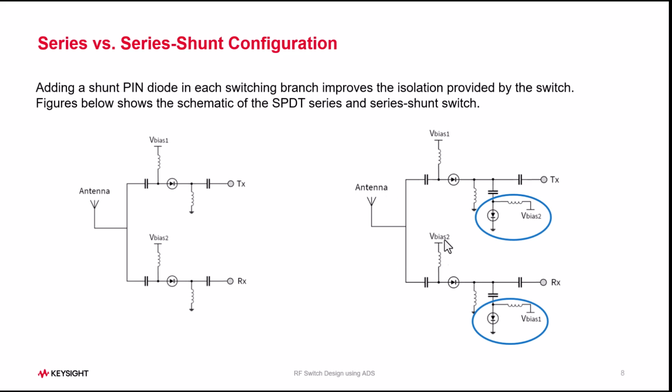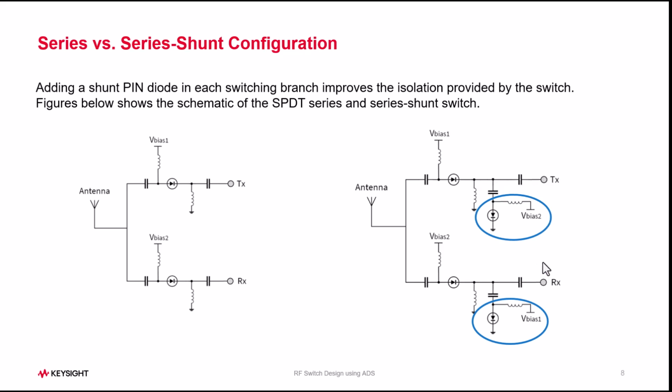Like in this picture, assuming we want to connect the antenna to the transmitter path, in that case V bias 1 will be set to positive. That means this series diode will be in the forward bias condition. Now the shunt diode is connected to V bias 2, which is the bias supply on the other branch, which obviously will be negative. In that condition, this diode will be reverse biased. That means it will be an open circuit to RF, so the entire RF energy will flow through the transmitter.